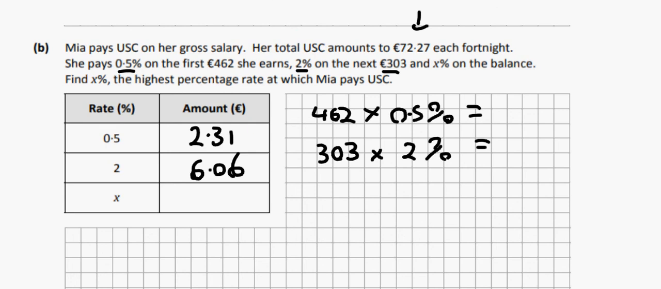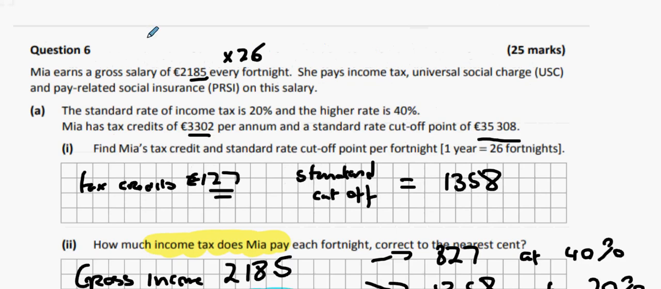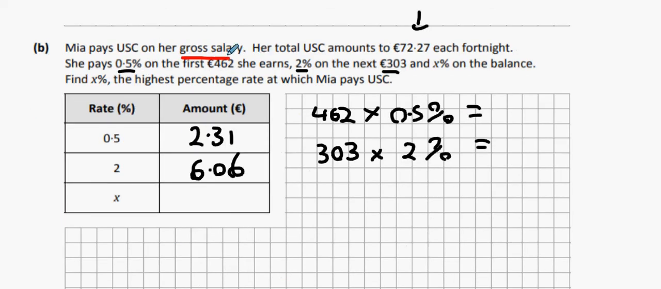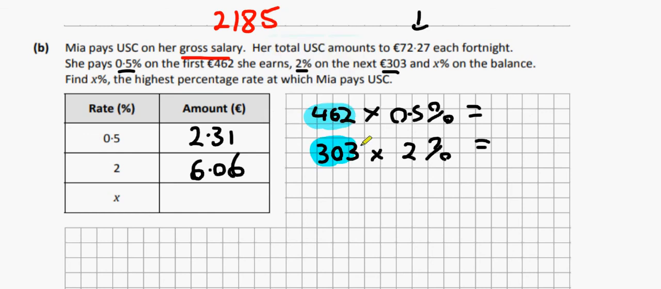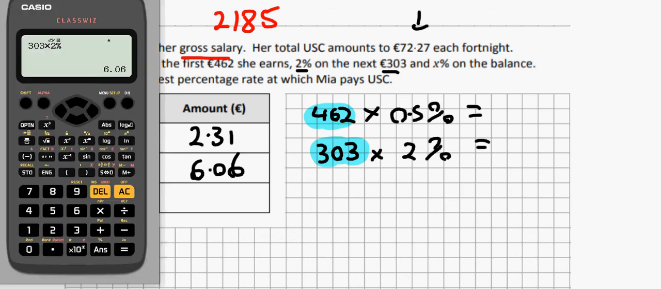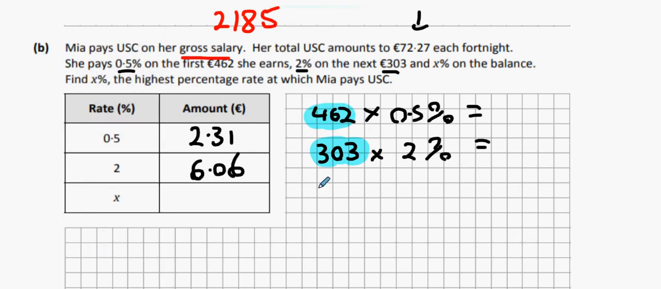Now we know how much money she makes, don't we? How much money does she make every week? Every 2 weeks, I mean. It says at the beginning of the question. 2185. Gross, right? How much of it has been taxed? So what do we need to take away from 2185? We need to take away the money that's already been charged. So we need to take away those blue bits to see the part that hasn't been charged yet. So 2185 minus 462 minus 303. There is €1,420 worth that we haven't paid any tax on.